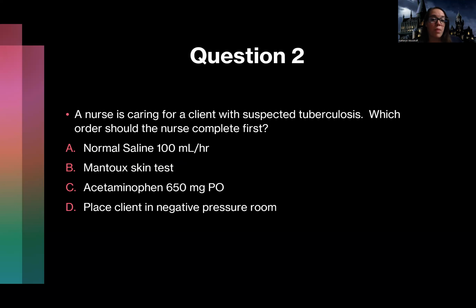Let's see. Number 2, a nurse is caring for a client with suspected tuberculosis. Which order should the nurse complete first? So this is a question that's looking at you to understand what's the priority or first thing you need to do. When you look at a question like this, you want to think about which thing, if I don't do it, can lead to the highest chance of consequences, problems, issues. The other way of looking at it is which of these interventions is going to have the most direct or most helpful effect for this patient, like is going to give the most immediate need.